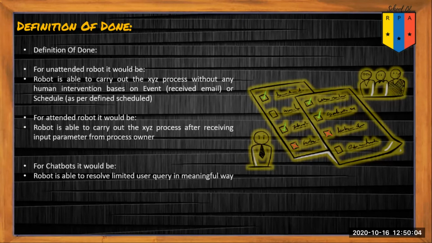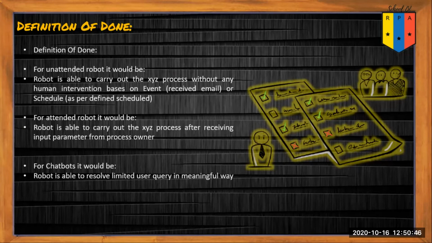For an unattended bot, the DoD would be that the robot is able to carry out XYZ process without any human intervention, based on events, that is receiving mail or receiving data some other way, or based on schedule. That means the bot starts on a particular schedule, right? So when the bot is able to start based on the event or schedule and carry out the whole process as defined in the PDD without any human intervention, then that is our definition of done for an unattended bot. For an attended bot, the robot should be able to carry out XYZ process after receiving input parameters from the process owner.